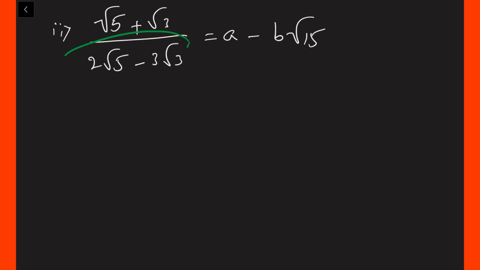If we observe the denominator, here we have 2 root 5 minus 3 root 3. So our rationalizing factor will be 2 root 5 plus 3 root 3. So we multiply and divide the given question with 2 root 5 plus 3 root 3. In this case also, I am not going to worry about the RHS. After completing the final step, I will compare that with the RHS.